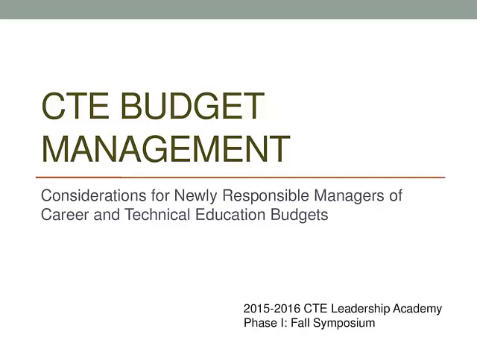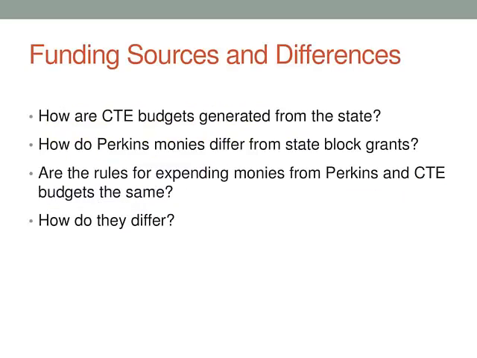We're going to take a look at CTE monies, how they're generated from the state, how Perkins differs from block grants. We're going to look at the rules for expending monies. We're also just going to look at the two variances. What are the rules for funding streams and how to keep that straight?